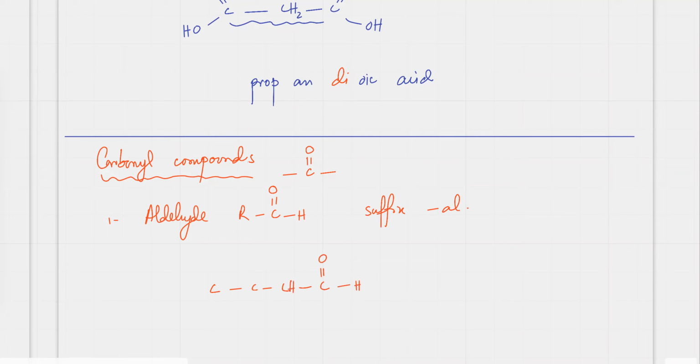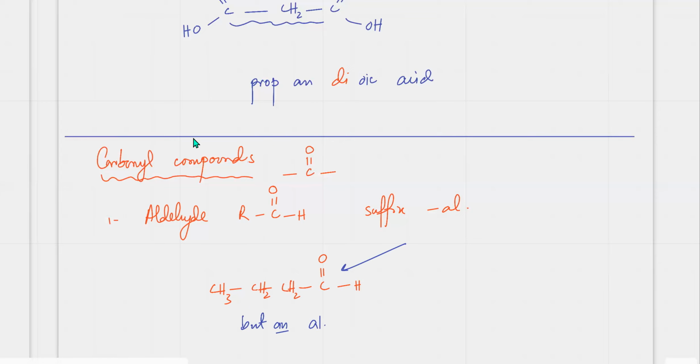This is 2 H's, 2 H's, 3 H's. Again, counting is always done from the aldehyde part. So you don't have to give it position because it's always going to come out to be number 1. So this is but-, and because it's saturated, it's an, and it's an aldehyde, so it's going to be al. So it's butanal.